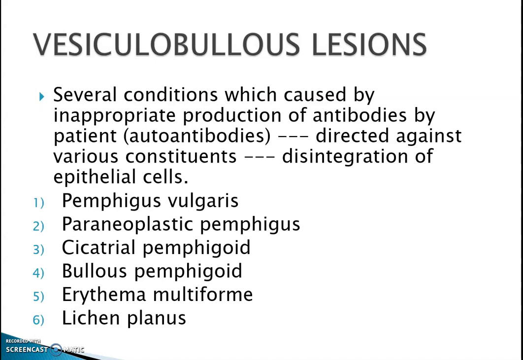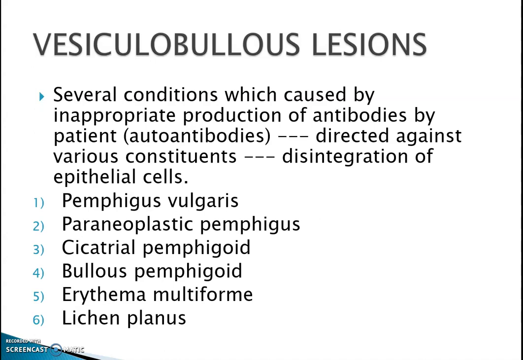So we've been through infective causes in the infective stomatitis. So in this lecture, it's on the autoimmune. Several conditions are caused by inappropriate production of antibodies by patients, which are autoantibodies, directed against various constituents. Examples of some of the vesicle bullous lesions are pemphigus vulgaris, paraneoplastic pemphigus, cicatricial pemphigoid, bullous pemphigoid, erythema multiforme that we mentioned before, and also lichen planus, which also has a vesicle variant.